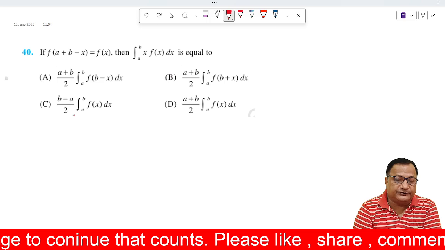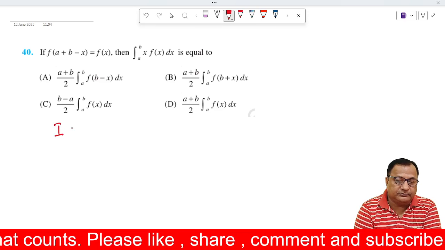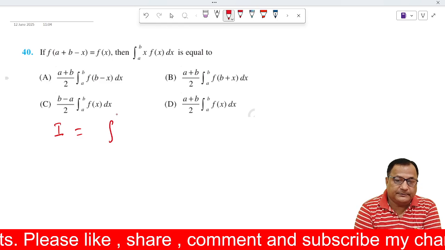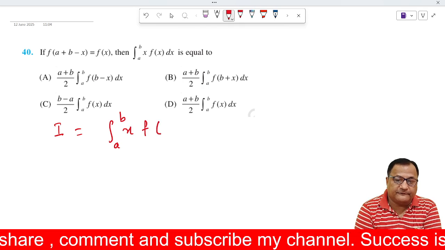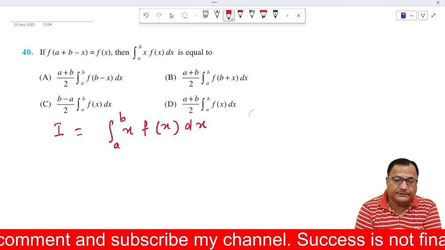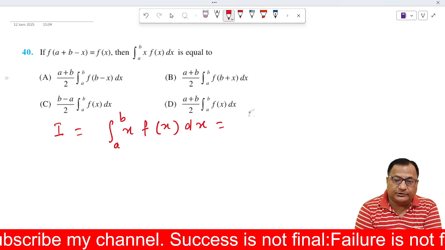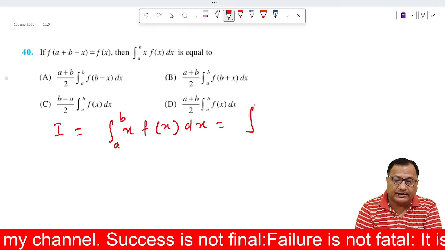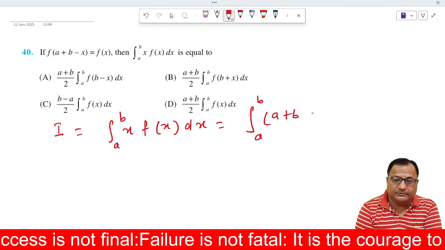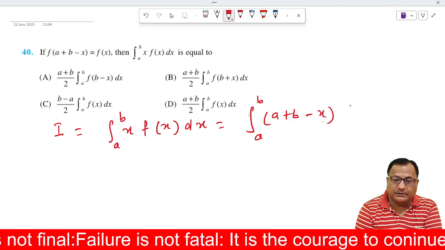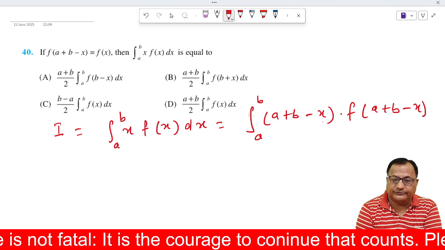We have to find the integration of this. So we will write here I is equal to the integral from a to b of x f(x) dx. This can be written by using the property of a definite integral. We can write this as the integral from a to b of (a plus b minus x) into f(a plus b minus x) dx.